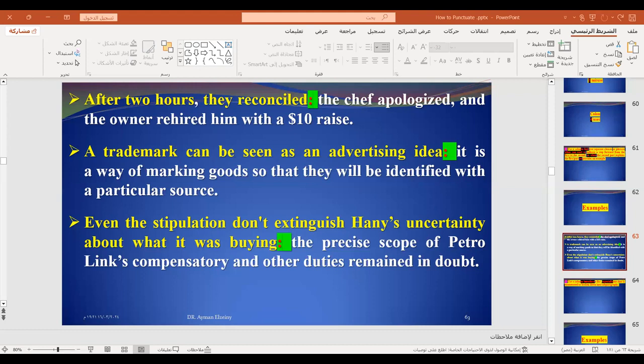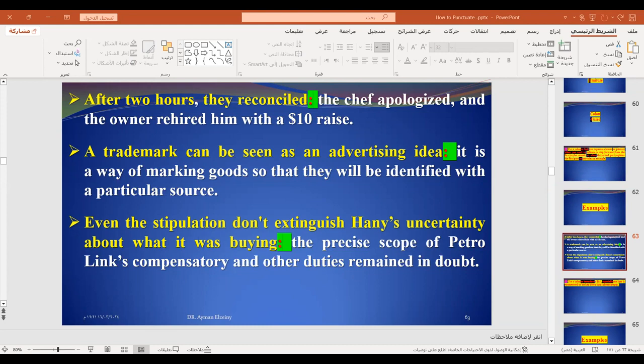The second phrase: it is a way of marking goods so that they will identify with a particular source. In the second part, we explain what's happening in the first part.